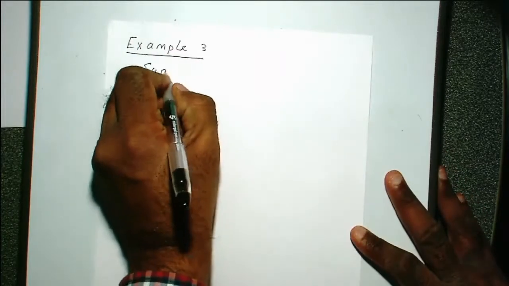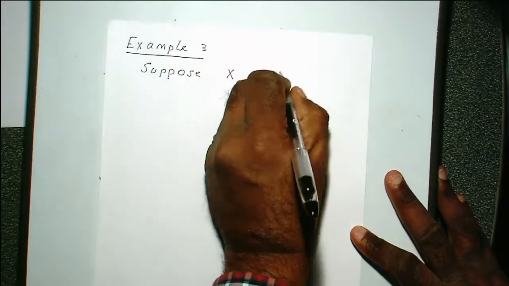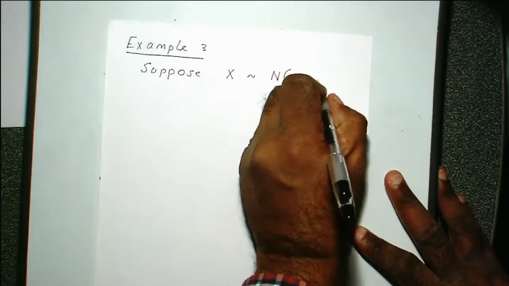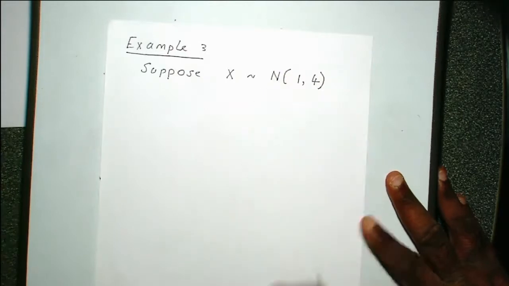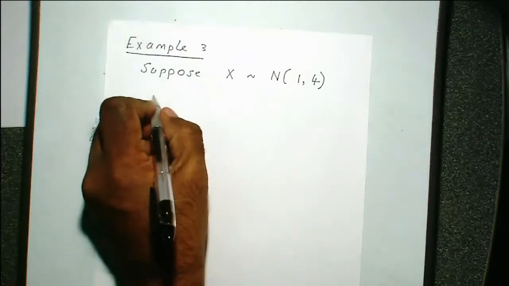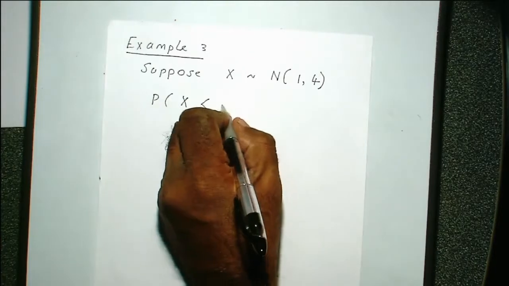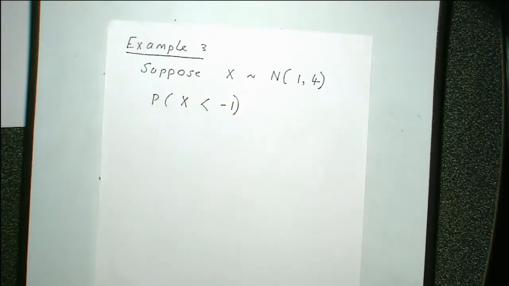All right. Suppose x is a normal variable with parameters 1 and 4. And suppose we want to find the probability that x is less than minus 1. Okay?